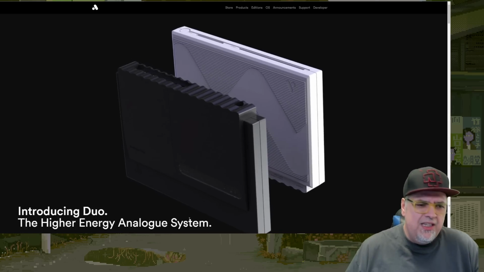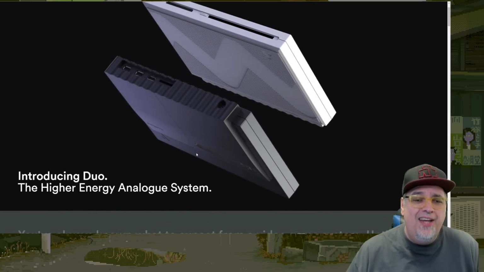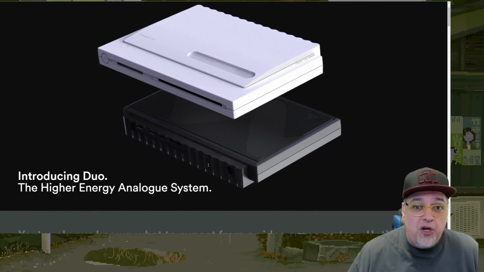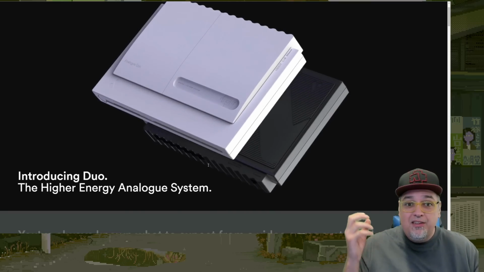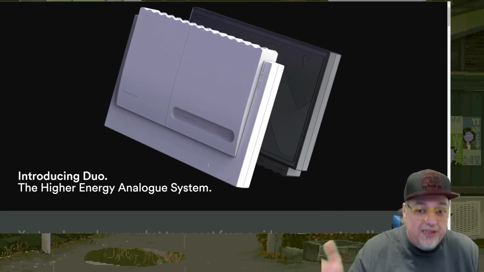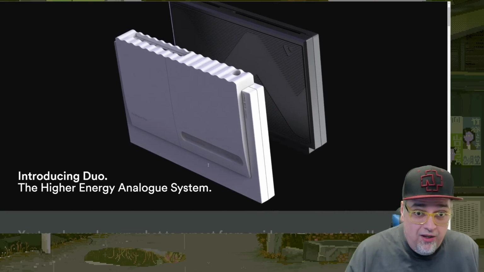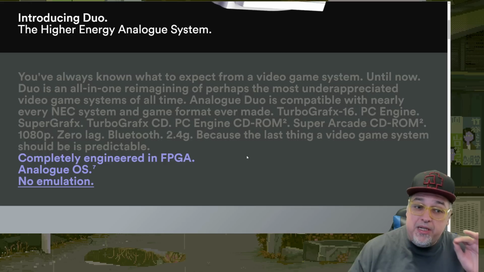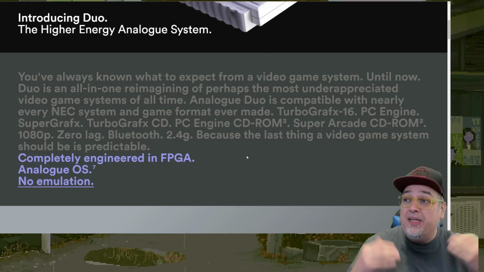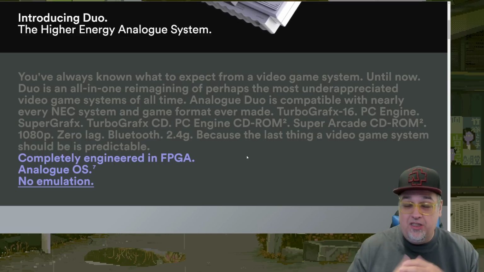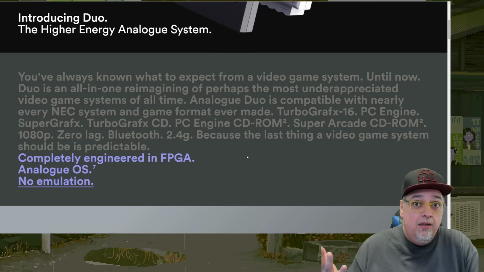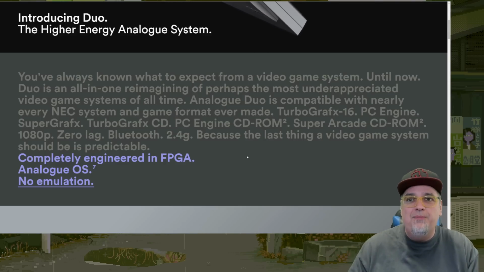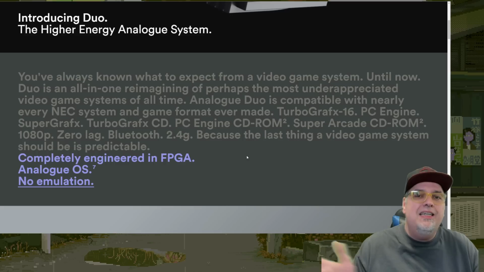So the Analogue DUO, the higher-end Analogue system, what does this entail? You're going to be playing your TurboGrafx-16 HuCards, all that good stuff, PC Engine on here, disc-based as well, so you could play your disc-based games. I really see the value with this system for somebody who has a PC Engine, a TurboGrafx collection, especially discs, right? Because those systems can be a pain in the butt to keep running properly, and it's a whole thing.